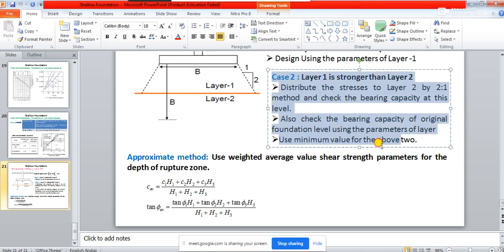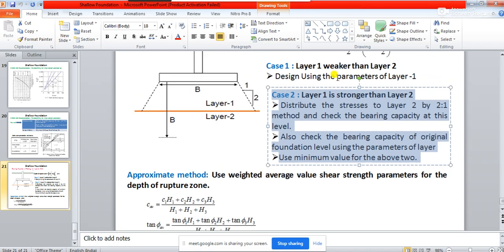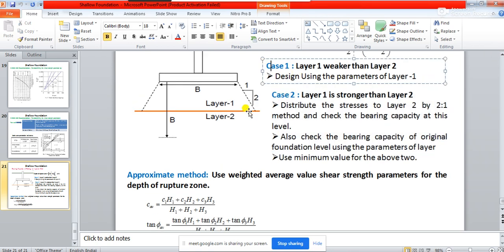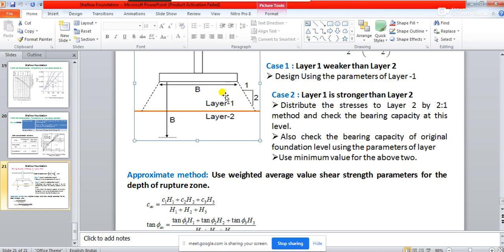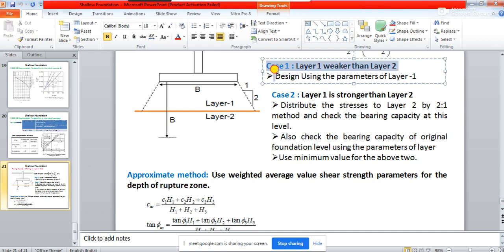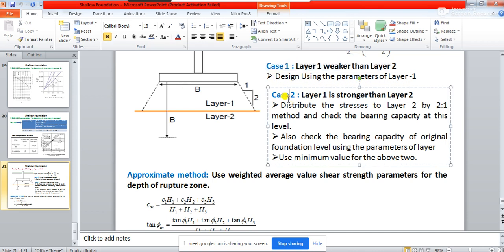You need not think about these two cases, case 1 and case 2. Case 1, whatever we have discussed, is very simple. If layer 1 is weaker, then you just take layer 1's value and calculate. However, if layer 1 is stronger, that means the upper layer is stronger and the lower layer is weaker, then you need to distribute the stresses at this level. So there is one method of calculation by case 1 and case 2.